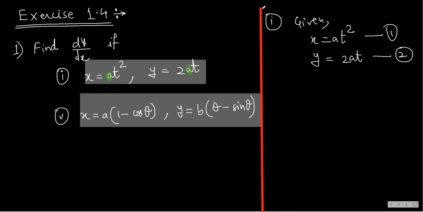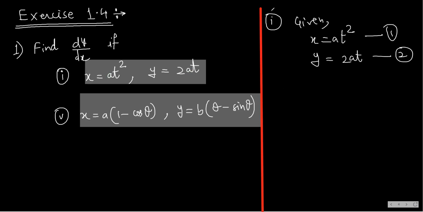But what if they do not mention it? What would I do in that case? See, even if they do not mention, you cannot blame the question, the one who is providing you the question, you cannot blame them. Why? Because x is at square, y equals 2at.